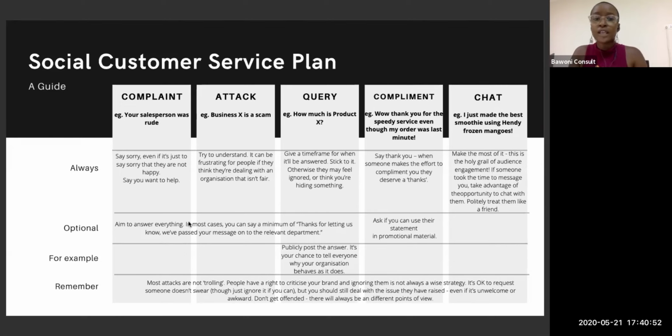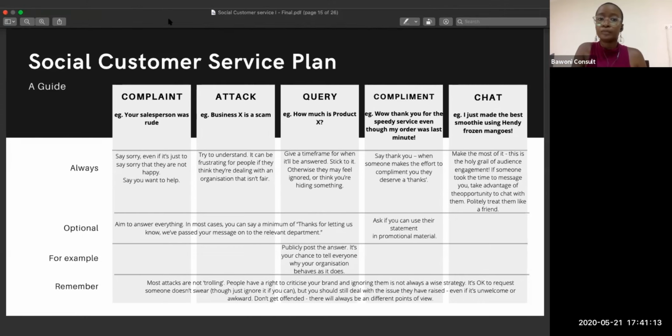So when you get an attack, like "business X is a scam." This is very similar to one of the case studies we're using today, but it's important that when you get an attack, you're not defensive. There's situations where your customer might be going through some personal stuff, and this is a very exaggerated response to whatever they're going through.